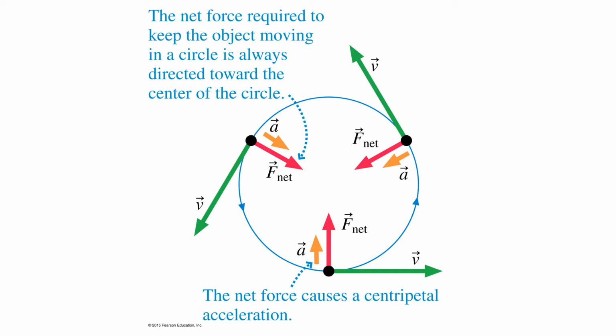Your net force is also towards the center, which makes sense because force equals mass times acceleration. So the force and the acceleration must be in the same direction because those are the two vectors there. And the velocity is always tangent to the circle. If you look at those green velocity arrows, velocity is tangent to the circle and basically in a straight line.